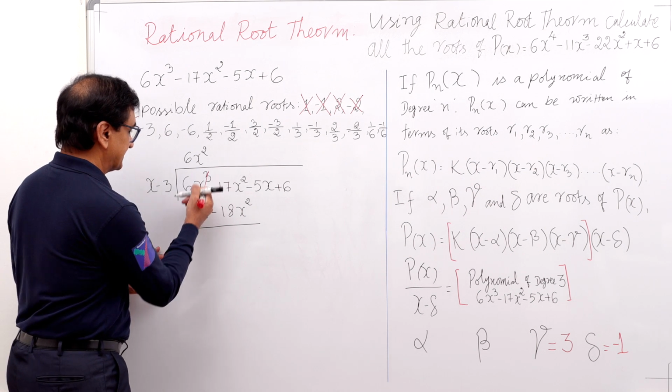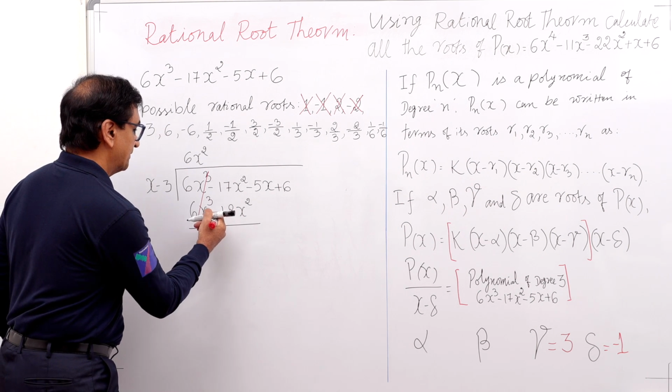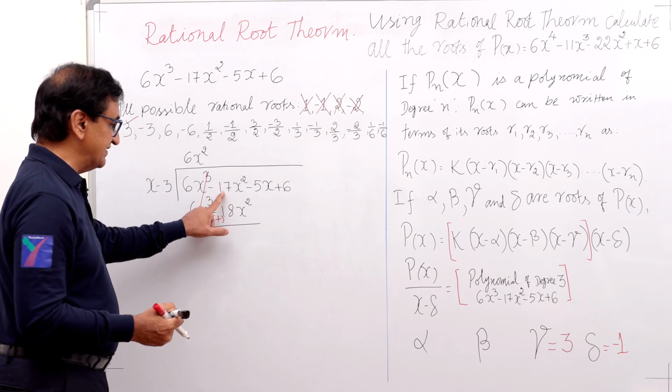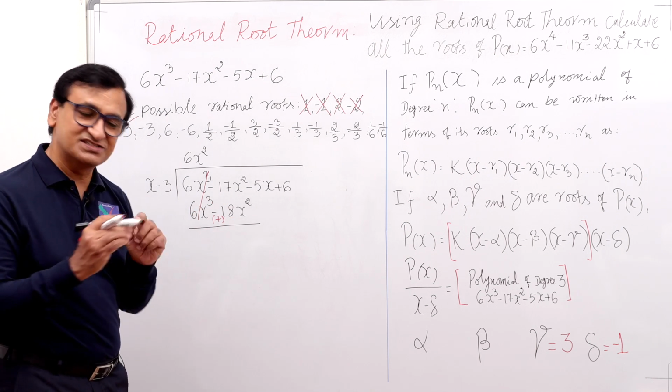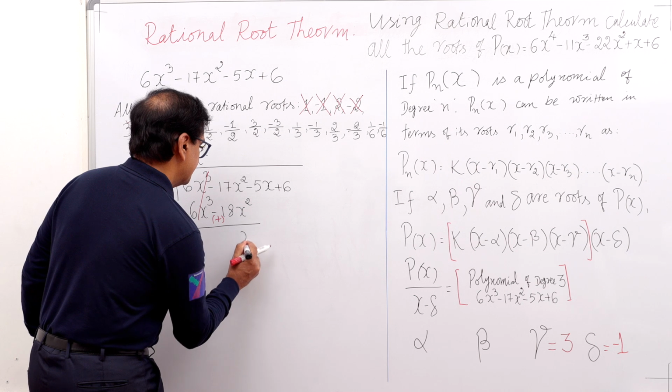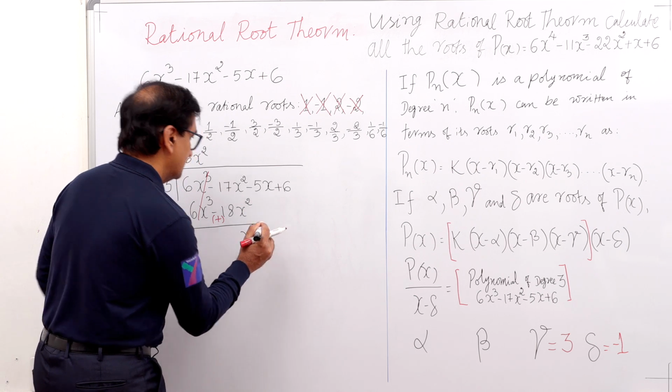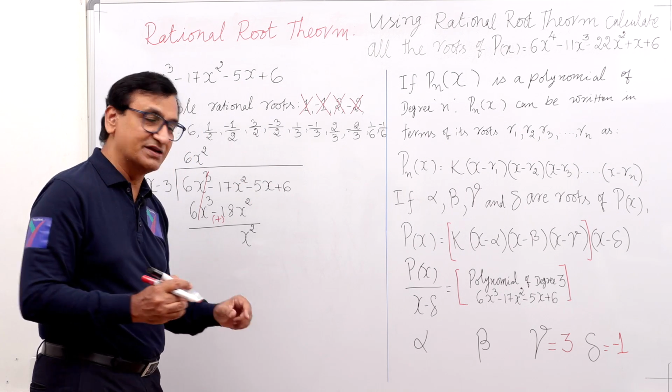So the first term gets cancelled. You have plus here. So minus 17 plus 18. So it is just x squared. Bring the remaining term down.